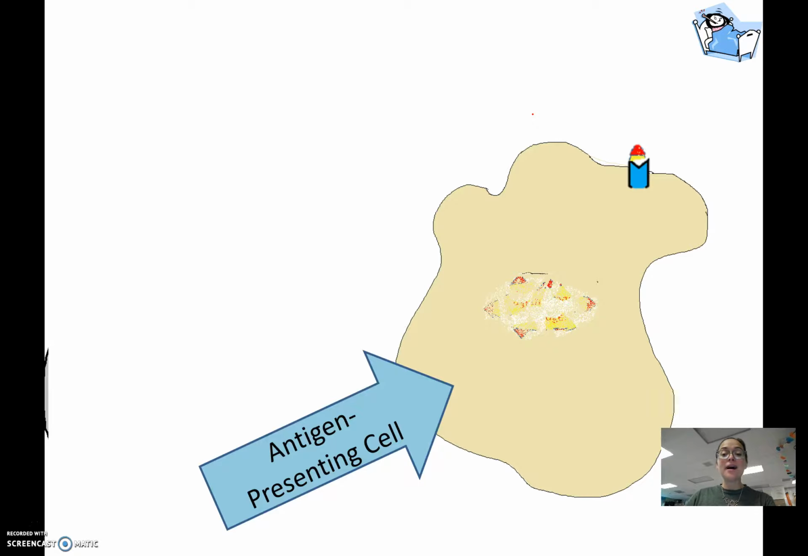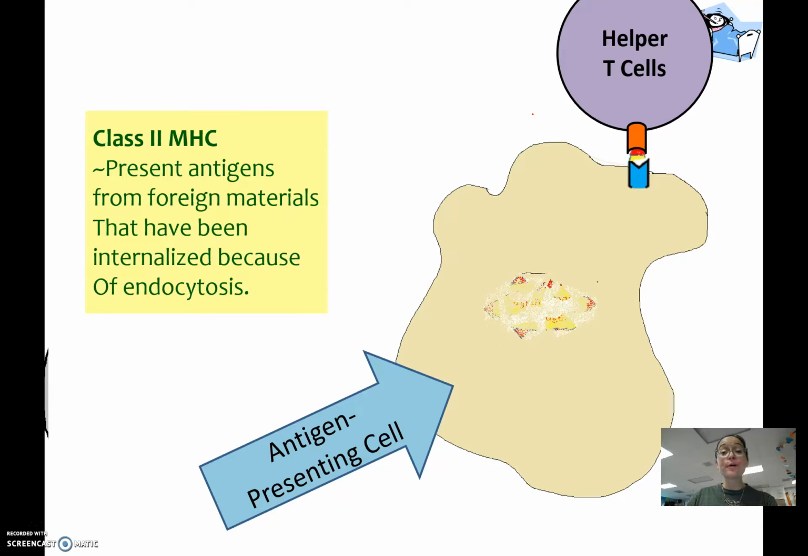And so now this is going to attract helper T cells. And that's exactly what they do. They help. So this helper T cell is now activated because it attached to an antigen-presenting cell that is displaying a class 2 MHC molecule. Now, when we look at class 2 MHC molecules, they're showing antigens from foreign materials that were internalized or taken in by endocytosis or phagocytosis. This is different than the class 1 that was being replicated within.